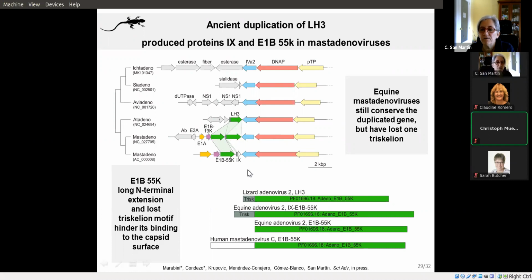In the human adenoviruses, the copy that lost the triskelion acquired this long N-terminal extension and became the oncoprotein E1b55K. The other copy lost all the rest and kept only the triskelion and became protein 9.